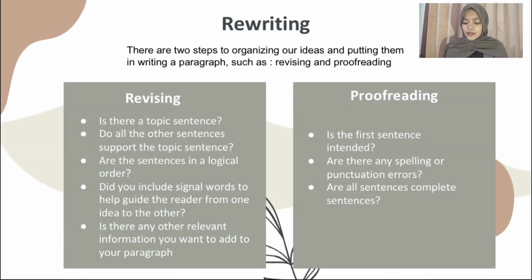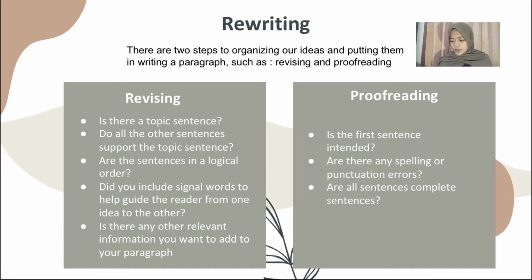The third thing that I should explain is about rewriting. There are two steps to organizing our ideas and putting them in a written paragraph: revising and proofreading. The first is revising. It's almost impossible to write a perfect paragraph on our first try. The first try is called the first draft. We must read over our first draft carefully and answer the following questions. So we can use these questions to revise our paragraph.